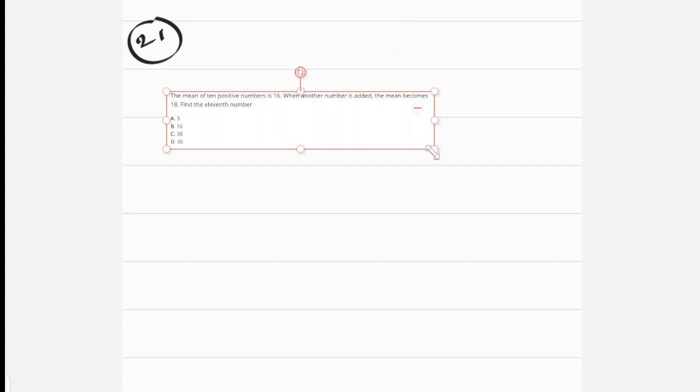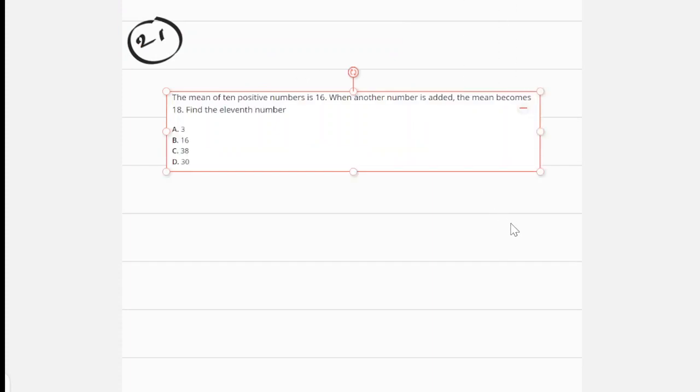Okay, now let us continue. The next question here is on statistics as well. I think we've come across a question on statistics. The question asks us to find the mean of a number. As usual, let me just copy it here so that we don't waste time. The question says the mean of 10 positive numbers is 16.